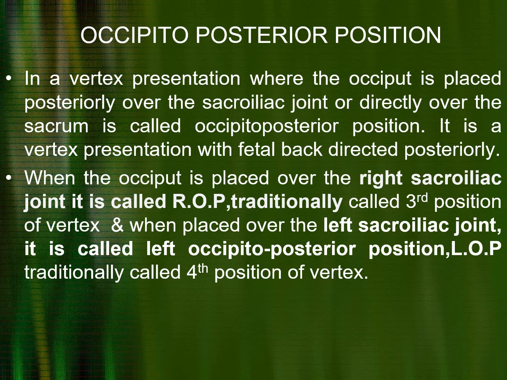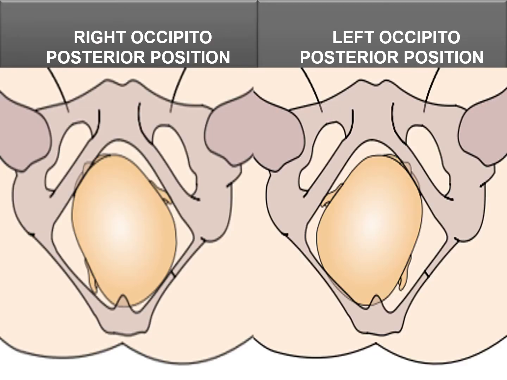And if the occiput is pointing towards the left sacroiliac joint, it is known as left occipito-posterior position, or it is otherwise known as the fourth position of the vertex. And in some cases, this occiput may point directly towards the sacrum, that is known as the direct occipito-posterior position or DOP. Here in this picture you can see the right occipito-posterior position and left occipito-posterior position.